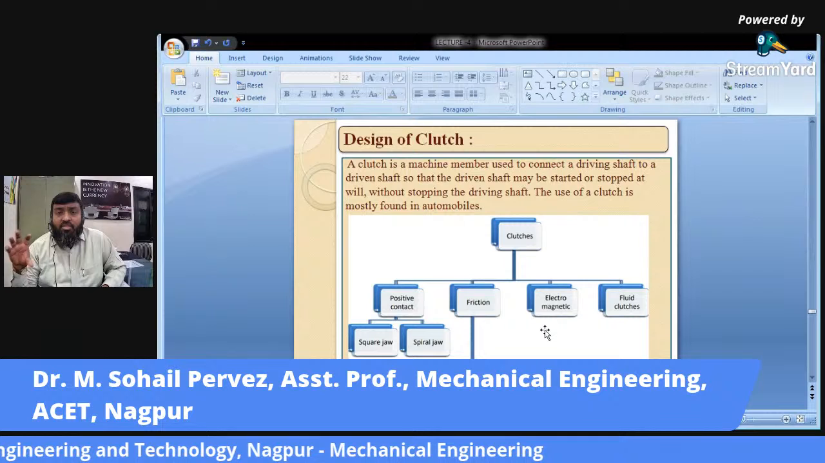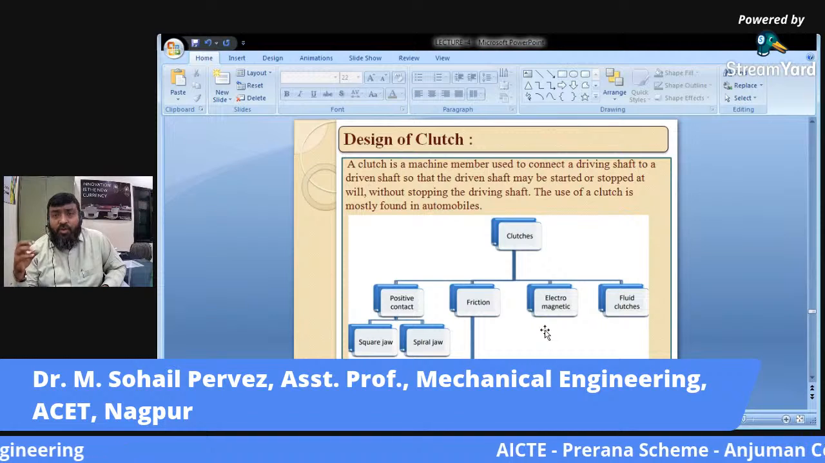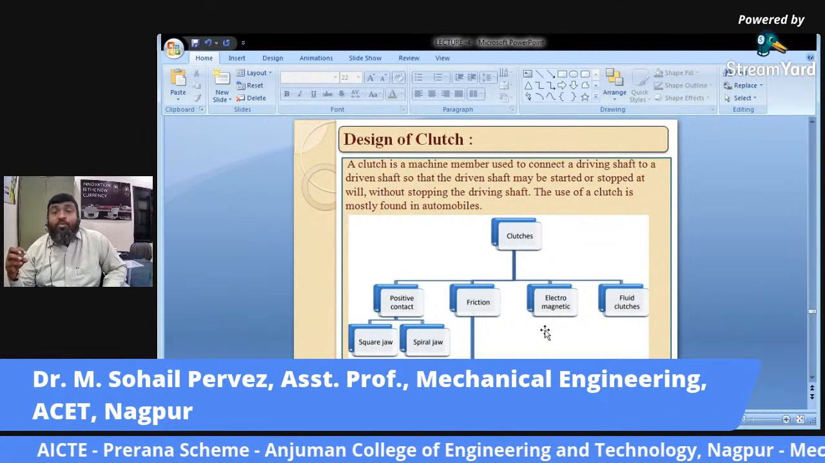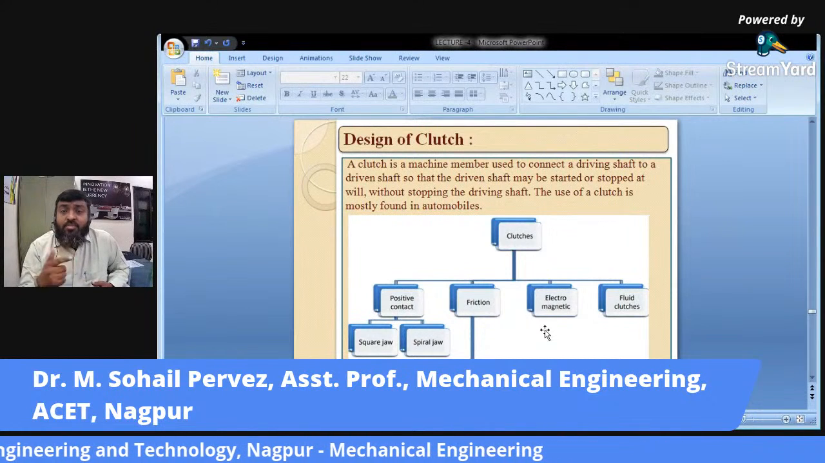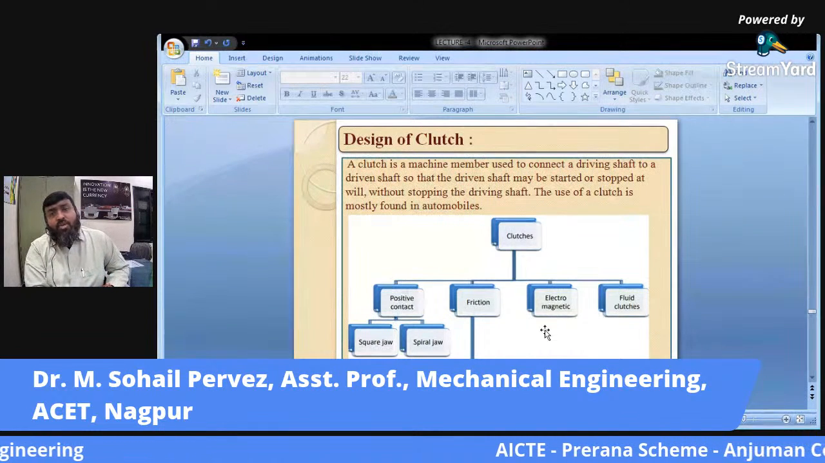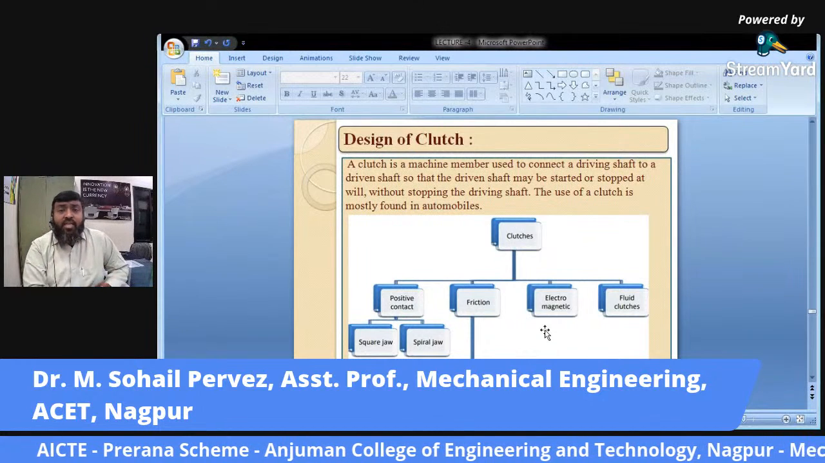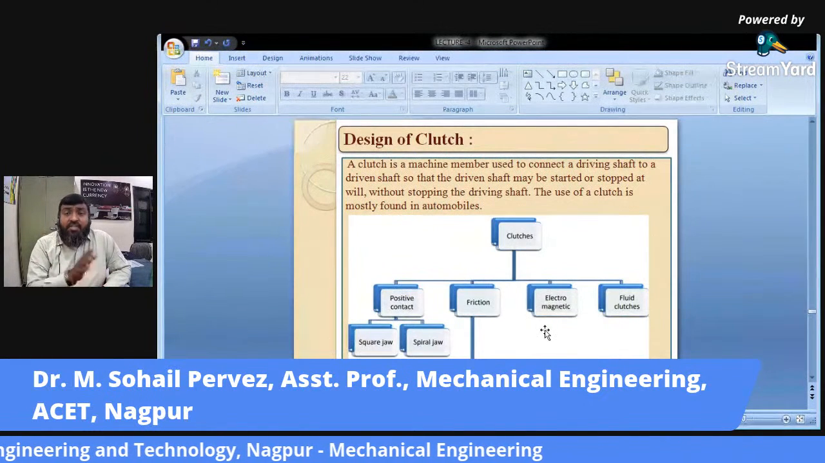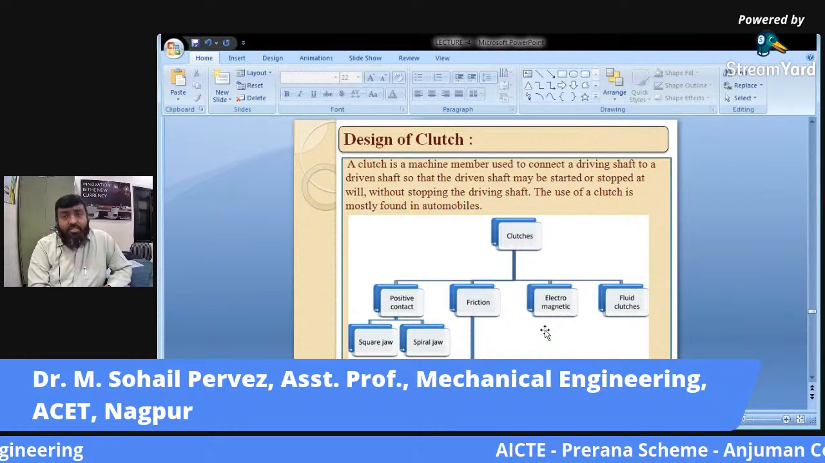Engine, developing some power, is to be transmitted from the engine to the rear wheel, if it is rear wheel or front wheel drive or four wheel drive, it doesn't matter at all. So after the engine, the engine will produce a fixed amount of RPM, a fixed amount of torque. After the engine, we will be having a clutch assembly. After the clutch, we'll be having a gear assembly. After the gear, we'll be having some shaft assembly or transmission elements.